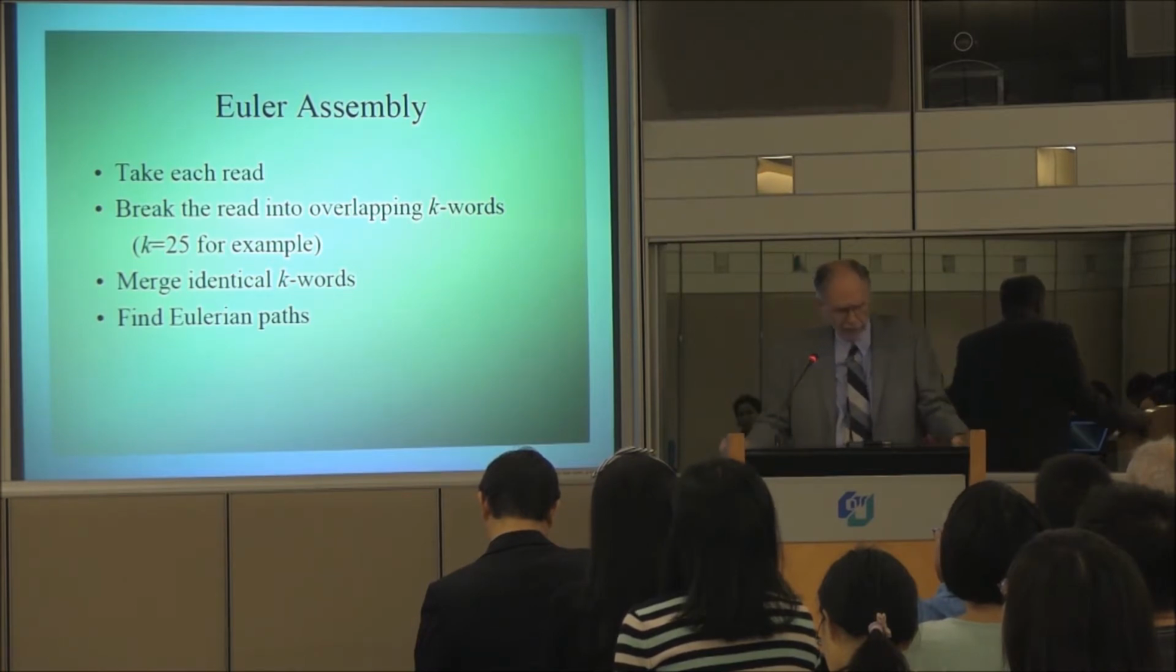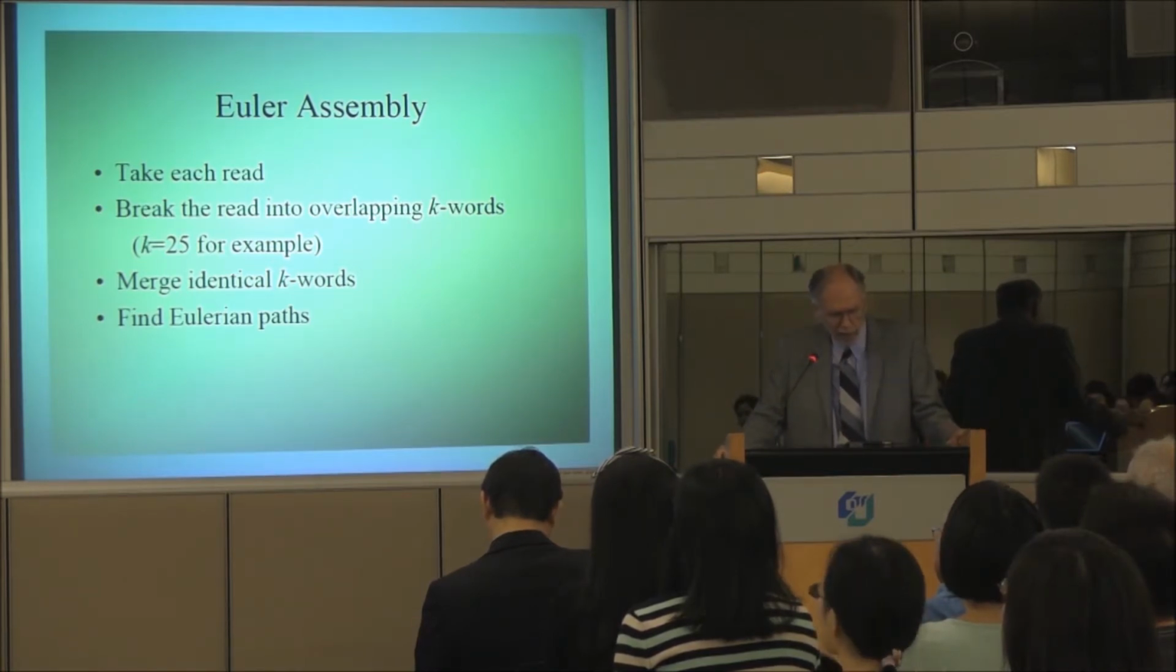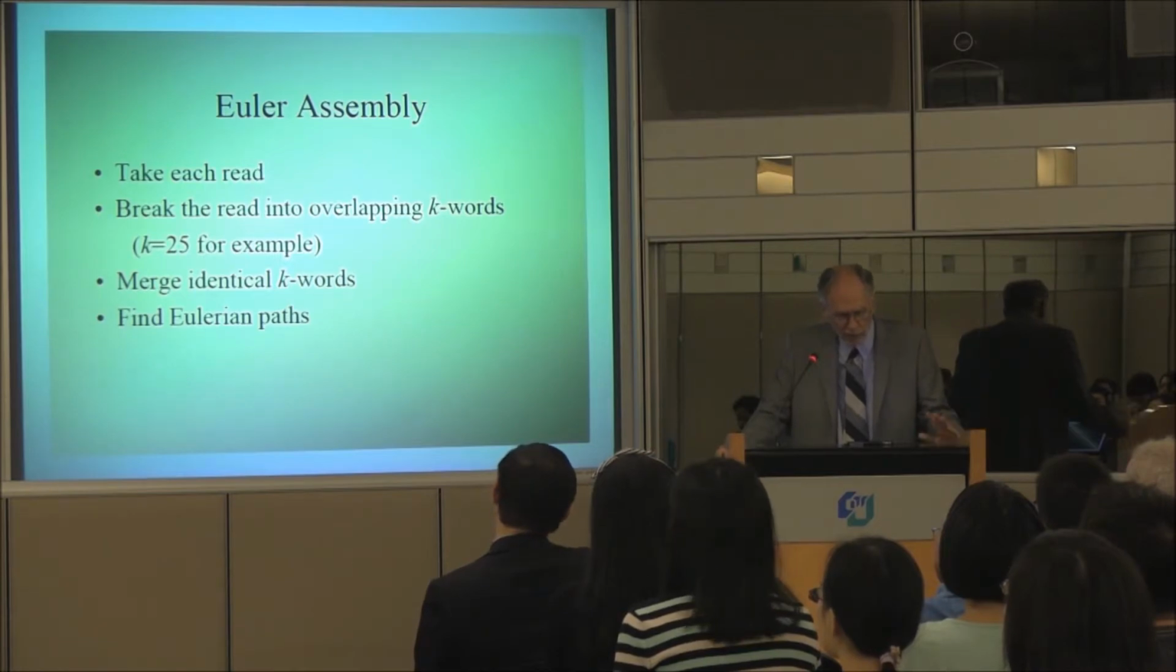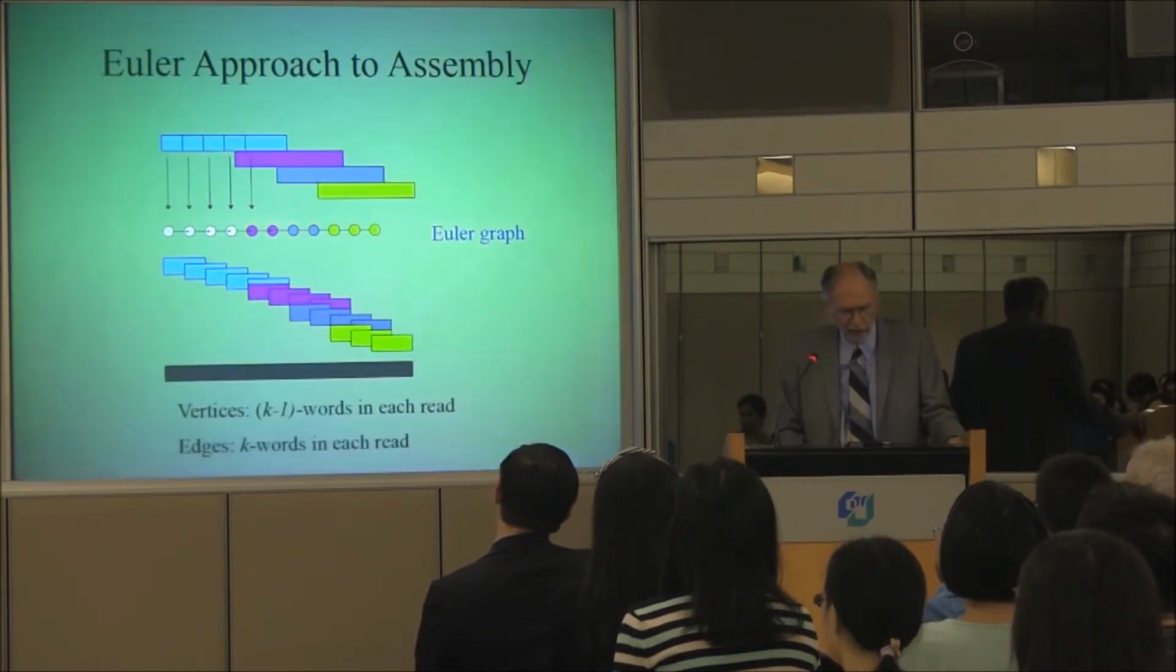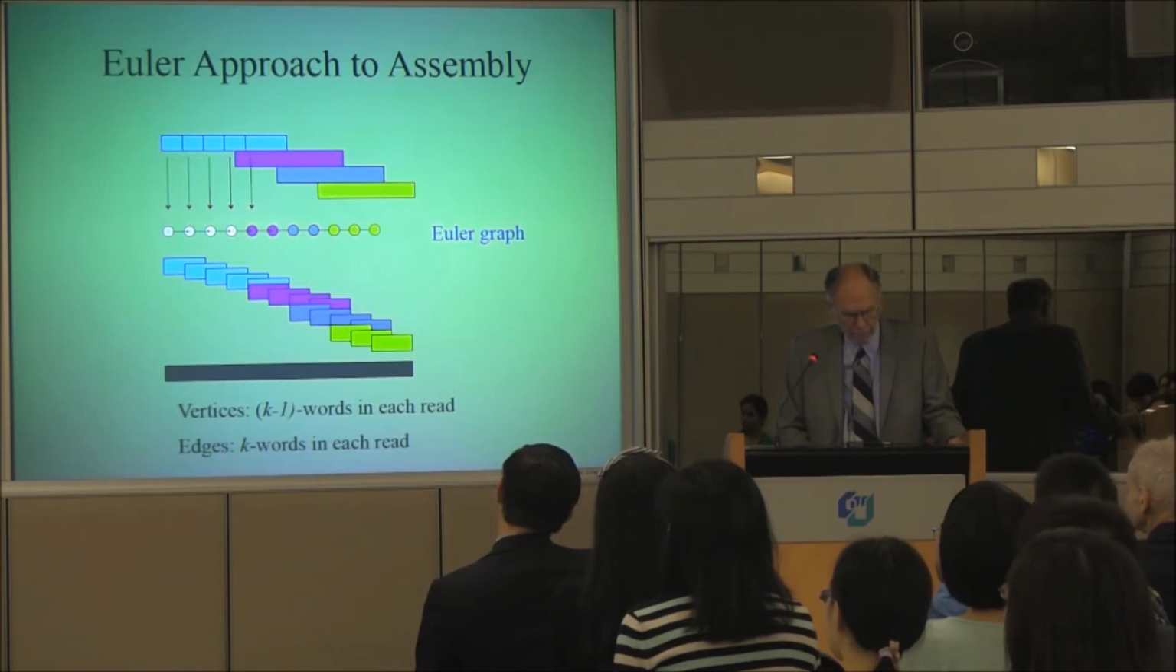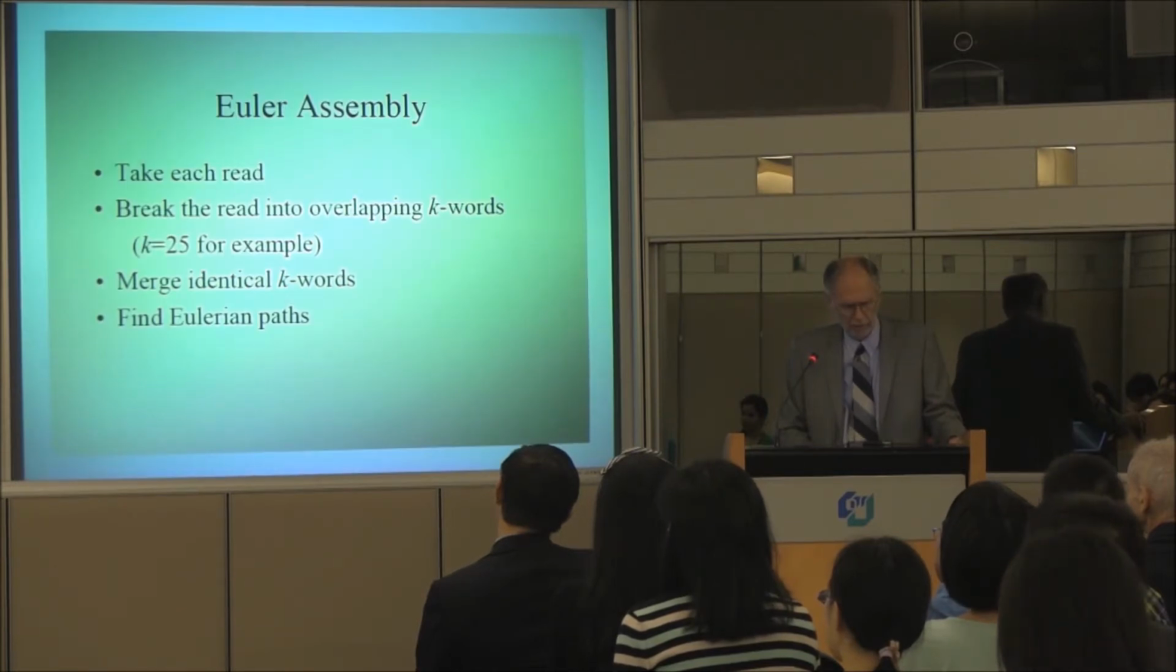So this is the soup. Take each read, break the read into overlapping k-words, merge the identical k-words, and find these Eulerian paths.